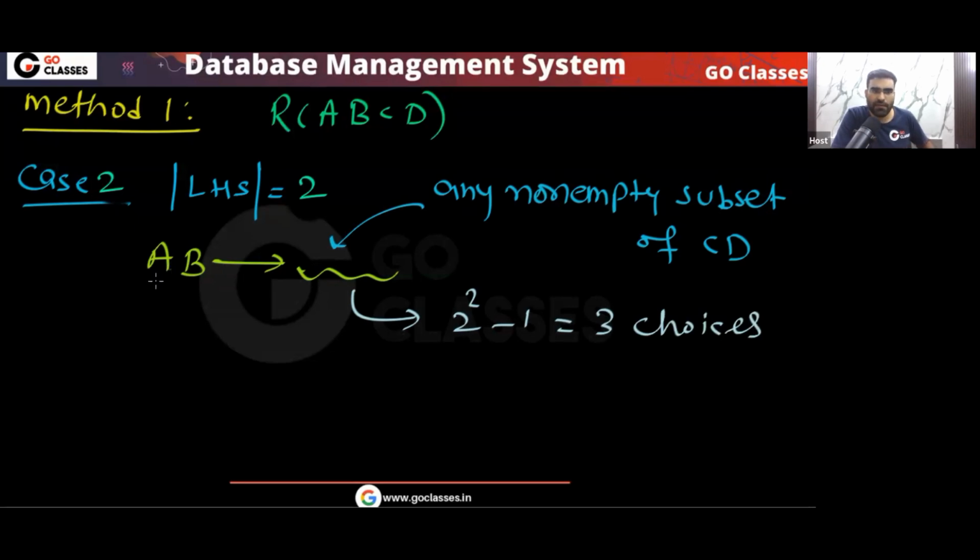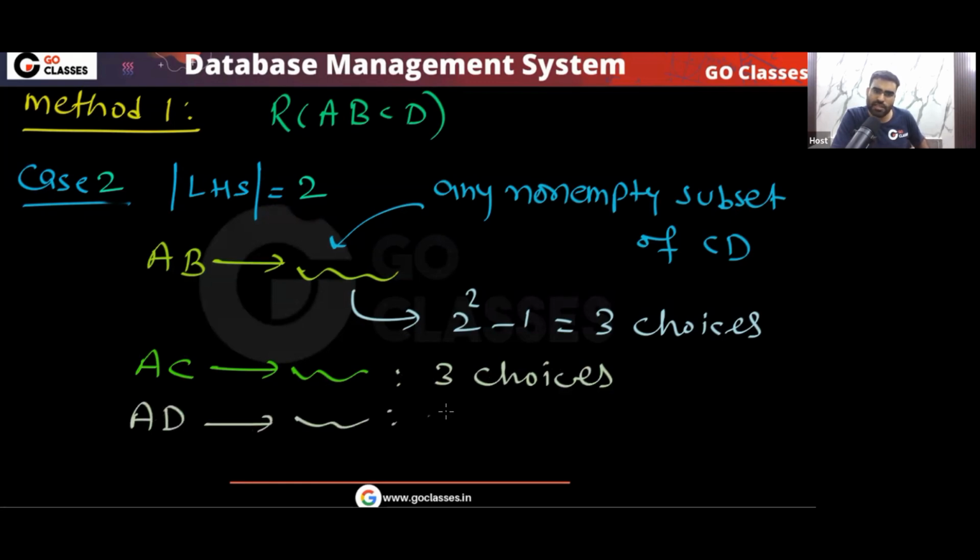So remember, if I put AB on the LHS, then on the RHS there are 3 choices. Now you tell me, if I put AC on the LHS, how many choices are there on the RHS? Again, there will be 3 choices. Similarly, if I put AD on the LHS, then on the RHS, again, there are 3 choices.